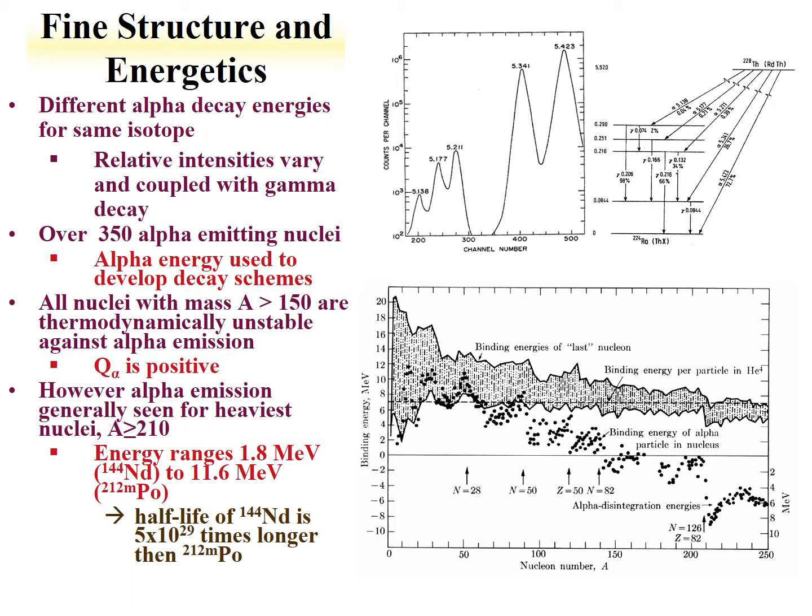This isn't completely true. As we see here, their energy ranges from about 2 MeV to almost 12 MeV, where neodymium-144 is a very low energy alpha emitter in the lanthanides, and polonium-212 metastable is a very high energy one. We're also going to see a correlation between half-life and decay energy, where the neodymium half-life is almost 10 to the 30th times longer than the polonium-212. And what we're going to find out is that, generally speaking, the shorter the half-life, the higher the alpha decay energy.